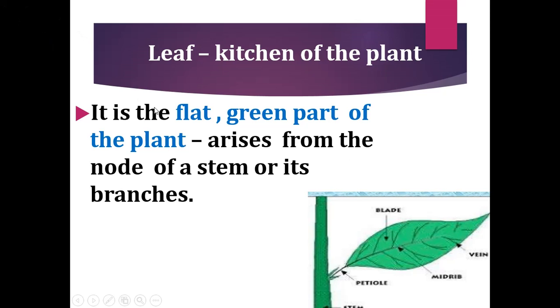So leaf, it is the flat green part of the plant which arises from the node of a stem or its branches. Okay, so leaf, it is the flat green part of the plant which arises from the node of a stem or its branches.